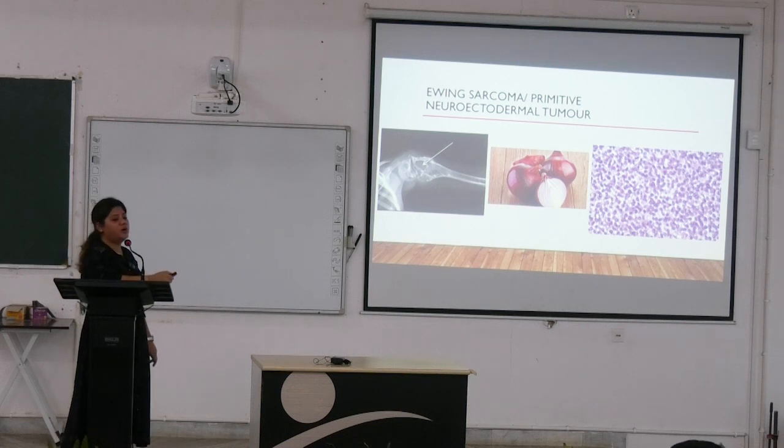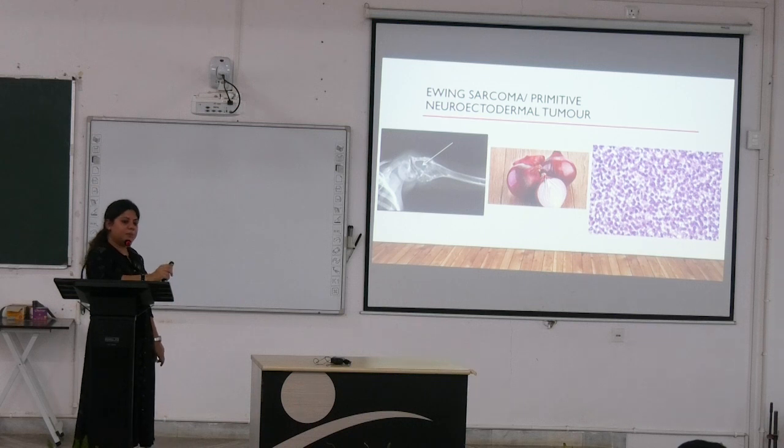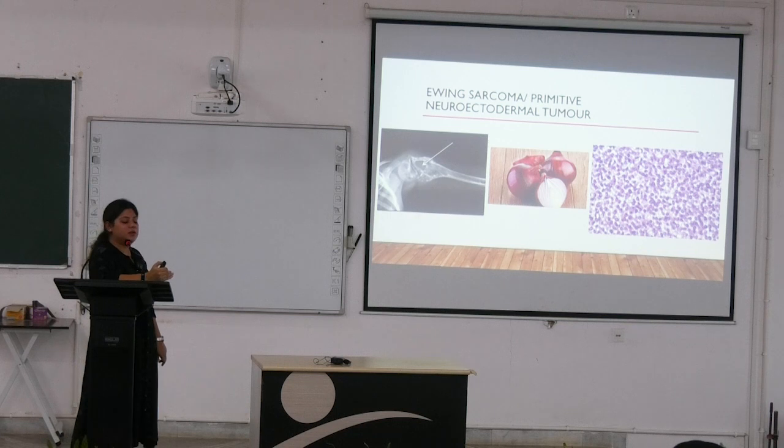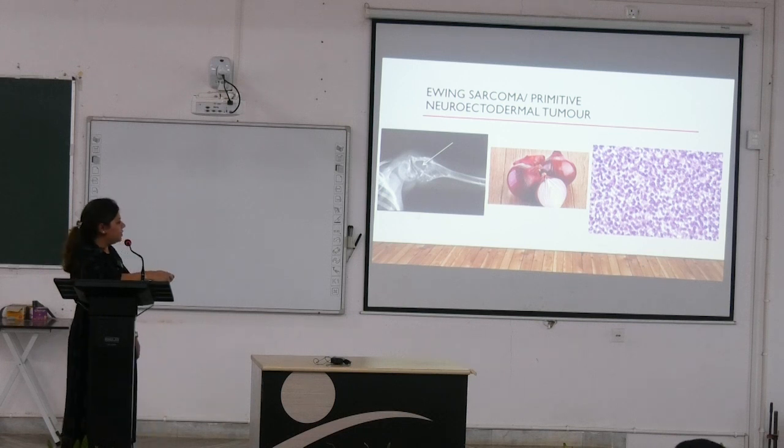Can have Homer-Wright rosettes. Maybe Homer-Wright rosettes can be present here. So there is a proposition that Ewing sarcoma also has a neural origin, because Homer-Wright rosette has a neural origin. So Homer-Wright rosettes are also present in Ewing sarcoma.